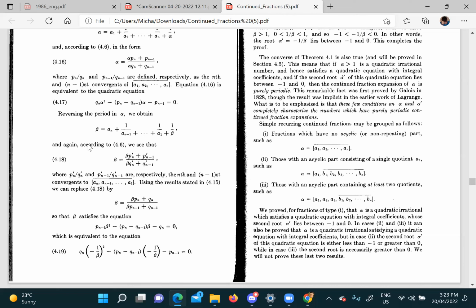The second root alpha prime of this quadratic is either less than -1 or greater than 0. Third case, the second root is necessarily greater than 0. We will not prove these last two results.